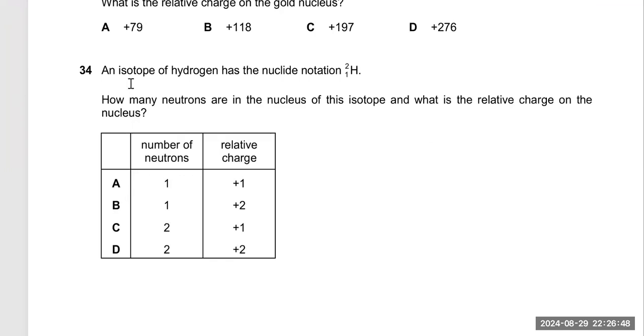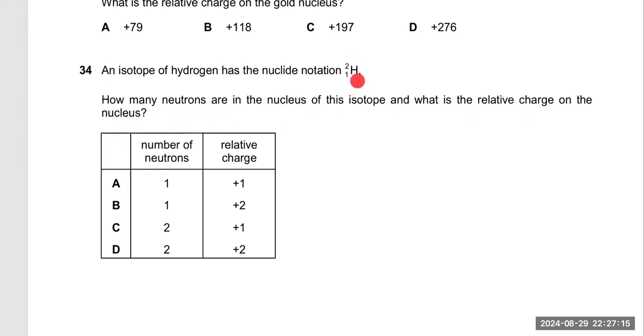An isotope of hydrogen has this nuclide notation. Isotopes means the hydrogen atom has three isotopes, and this is one of them. This is deuterium, because the atomic mass of this isotope is 2. How many neutrons are there in the nucleus of this isotope, and what is the relative charge on the nucleus?